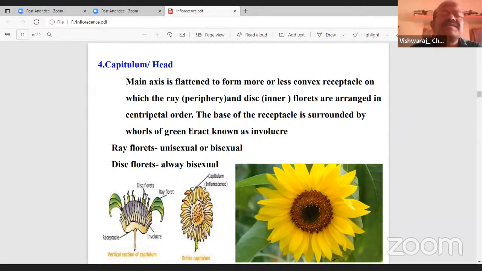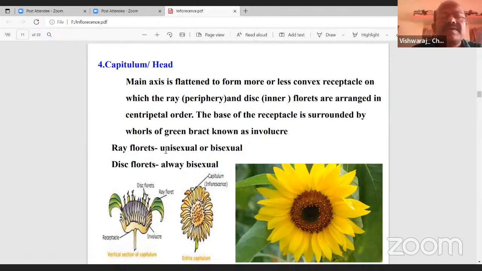Florets are arranged in centripetal order. The base of the receptacle is surrounded by a whorl of green involucre. These green involucres are produced on the receptacle.